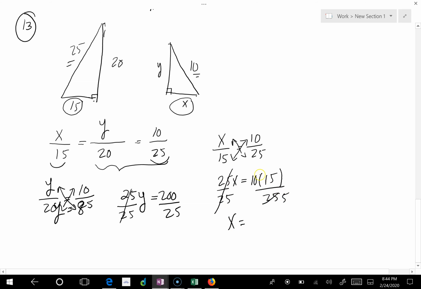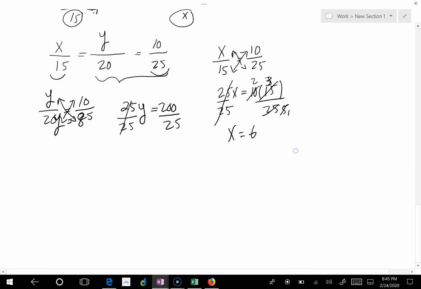So this is 5, this is 2, this is 1, this is 3. So x is equal to 6. Okay, that's the whole portion. Next question.